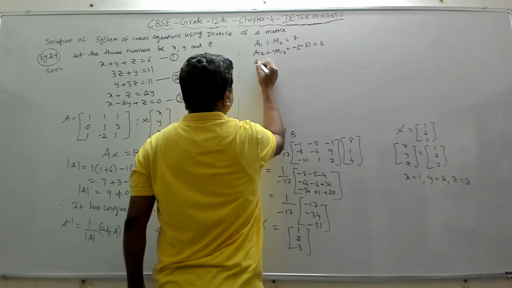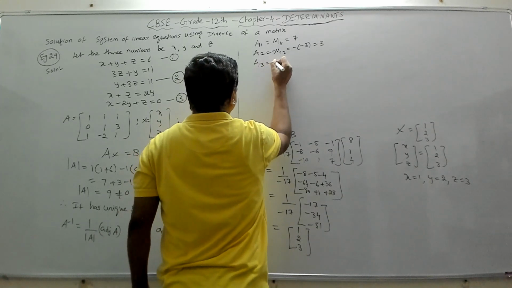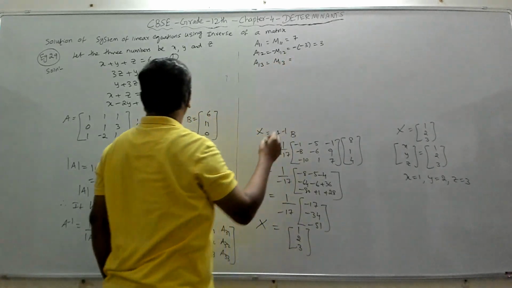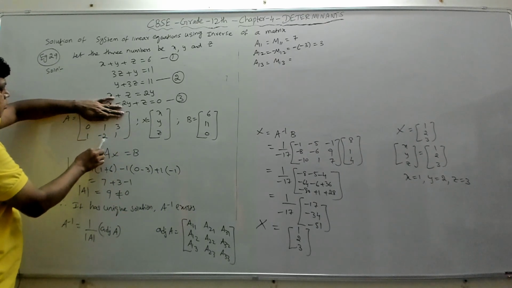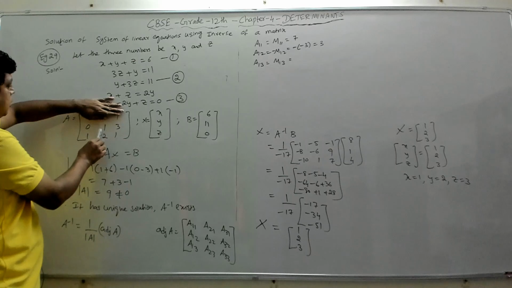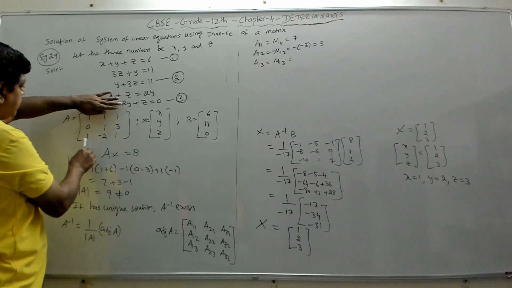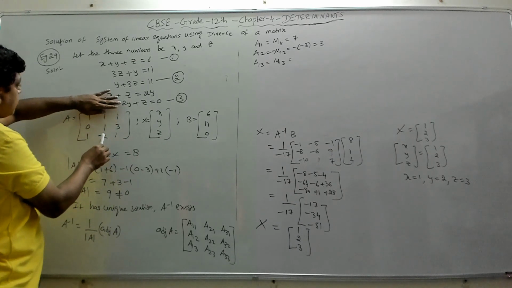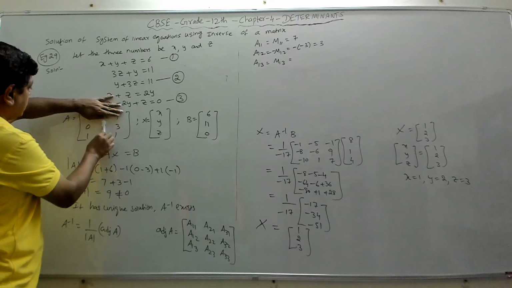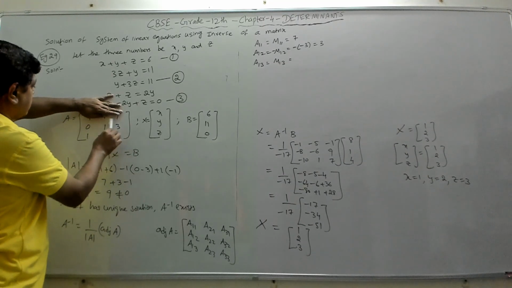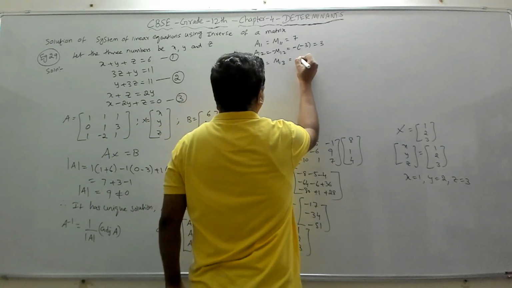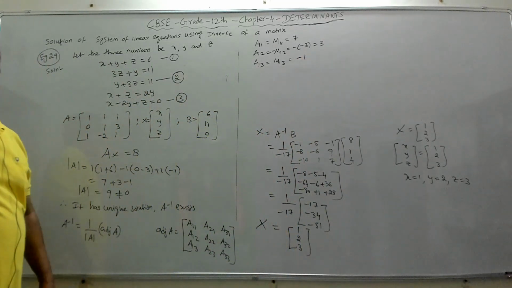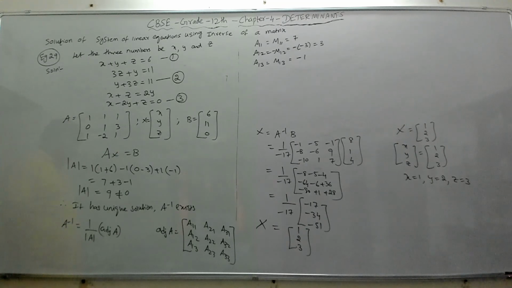Now A13 is M13. We take this, close this row and this column. 0 into minus 2 is 0, minus 1 into 1 is minus 1. Fine. So we got A11, A12, A13.